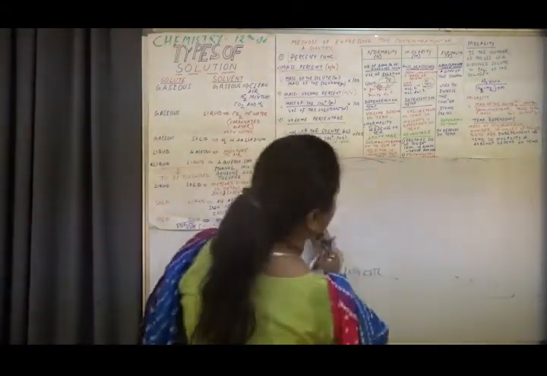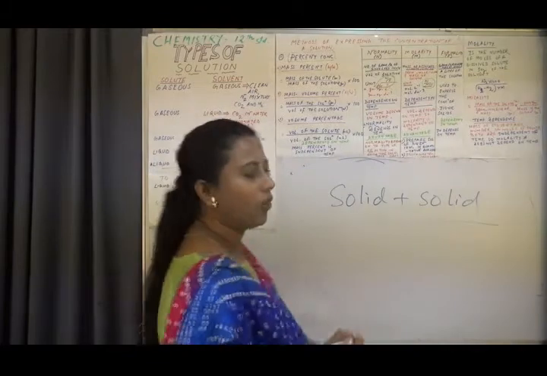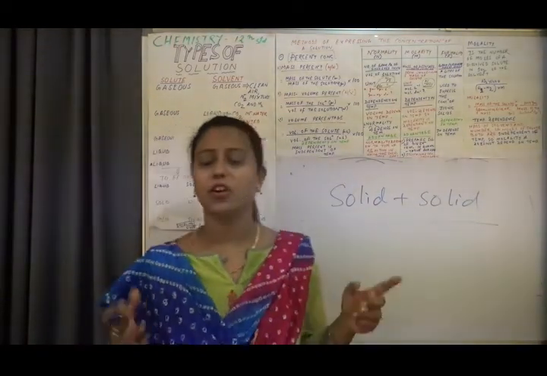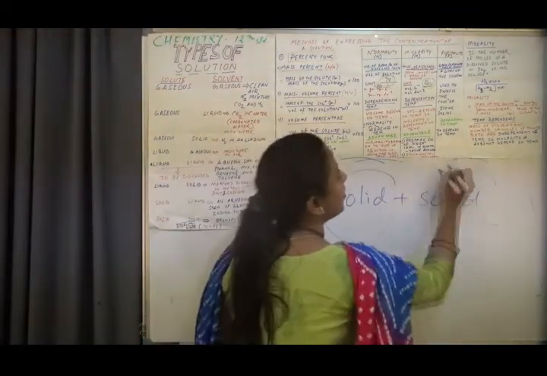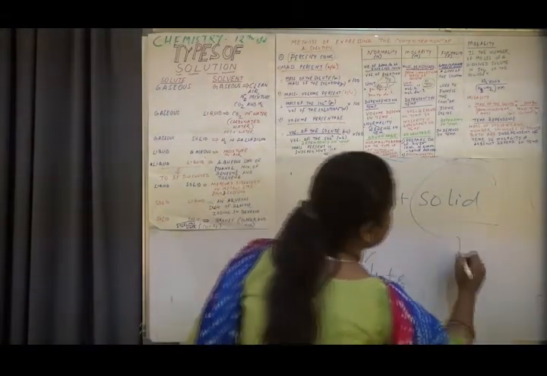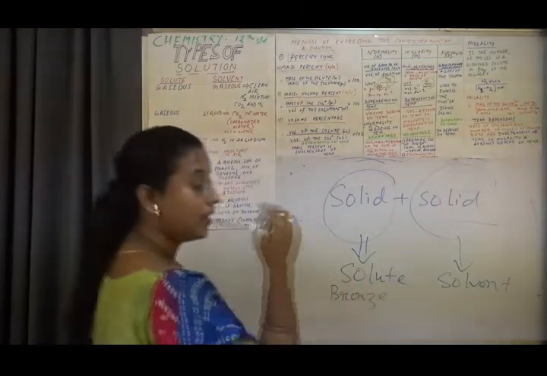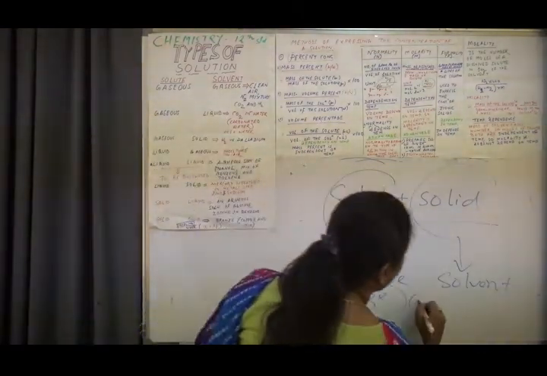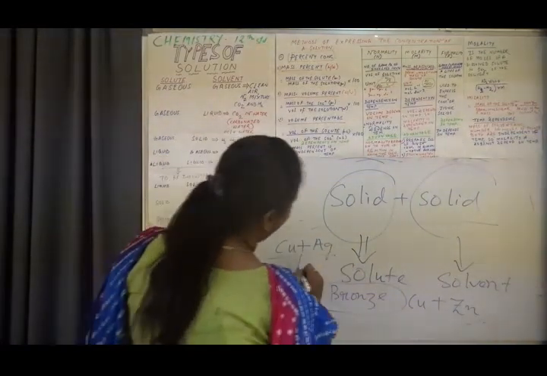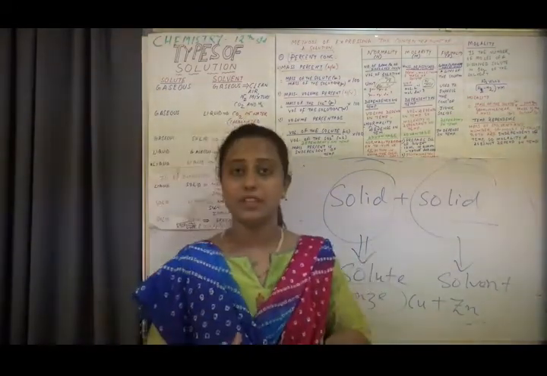And another very uncommon one is solid plus solid. We know that when the word solution comes to our mind, we think that it is a liquid, but this is not the fact. A solution can be formed with solid and solid. In this case, the solute is a solid as well as the solvent is also a solid. For example, bronze is nothing but a solution in which copper is mixed with zinc. Another example can be copper and silver to form sterling silver. This is an amalgam in which a solid is dissolved in a solid to form a solution.